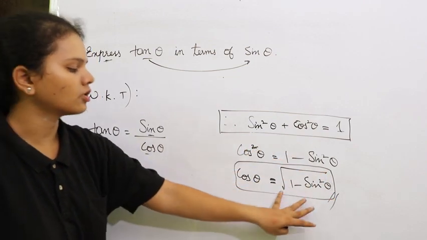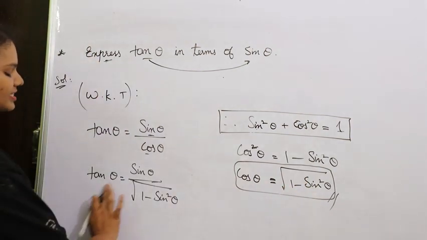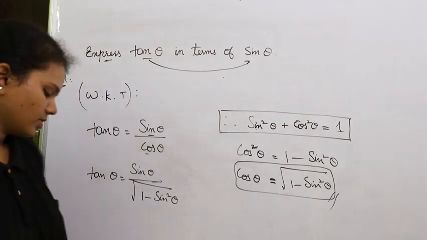Cos theta is equal to root of 1 minus sin square theta. Very good. So tan theta is equal to sin theta by root of 1 minus sin square theta. Clear? Hope you got it.